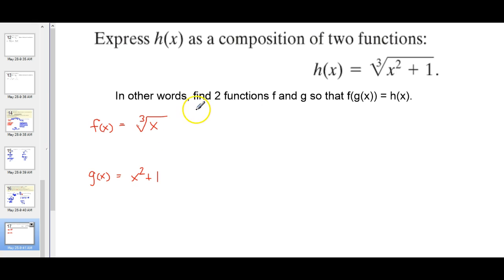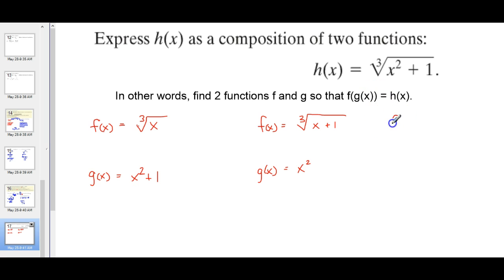Now, it says find two functions. It doesn't say the two functions. And the point being there is there's more than one way to do this. So I could have said possibly that f of x is equal to the cube root of x plus 1 and g of x equals x squared. And that would have worked perfectly fine. Okay. There are actually an infinite number of pairs of functions that would give you this.